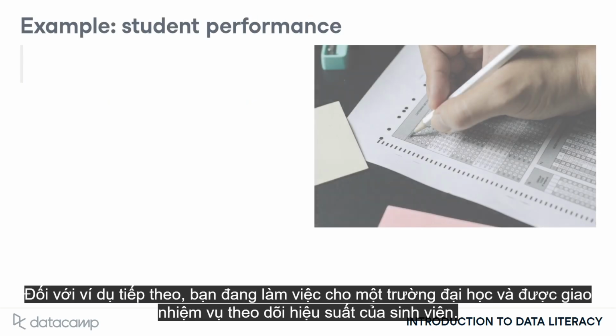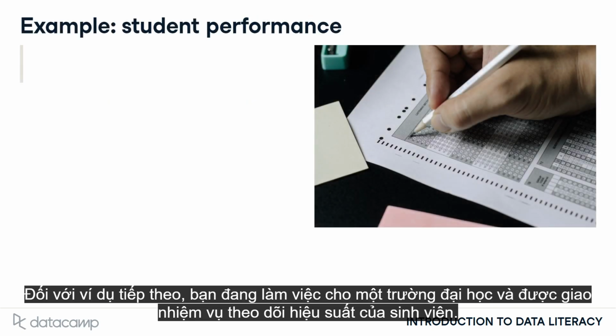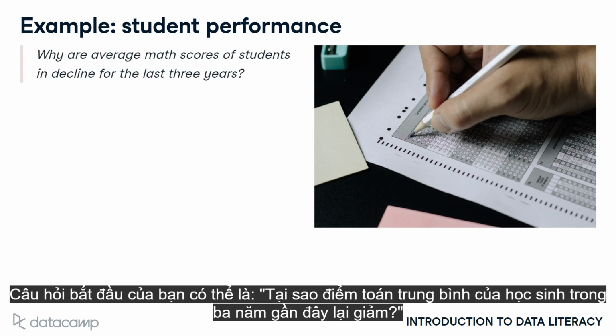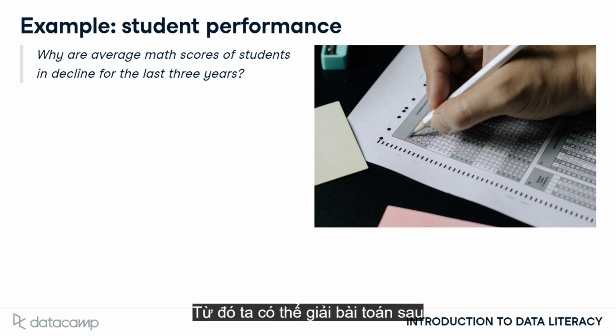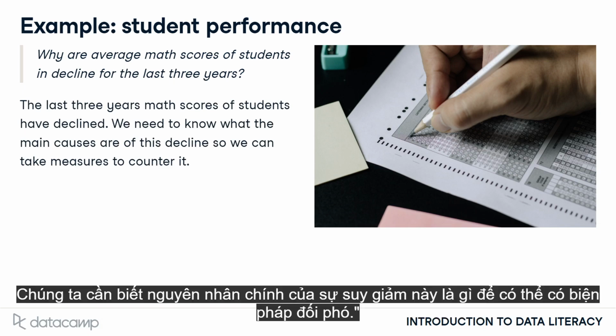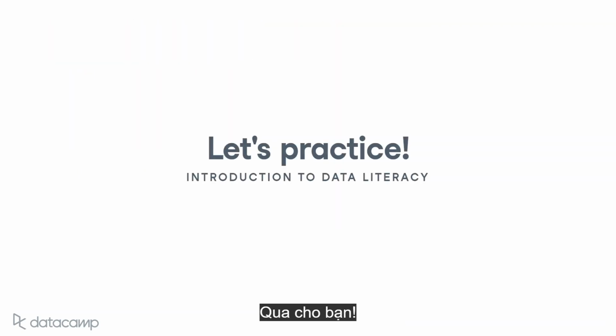For the next example, you're working for a university and are tasked with monitoring student performance. Your starting question could be, why are average maths scores of students in decline for the last 3 years? Starting from that, we can craft the following problem statement. The last 3 years' maths scores of students have declined. We need to know what the main causes are of this decline so that we can take measures to counter it. Over to you.